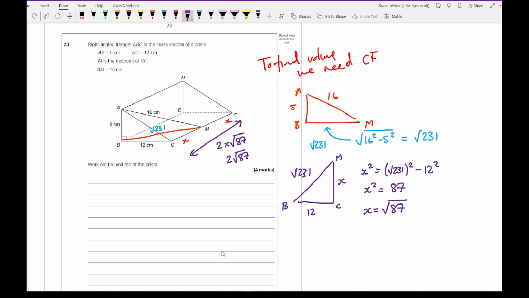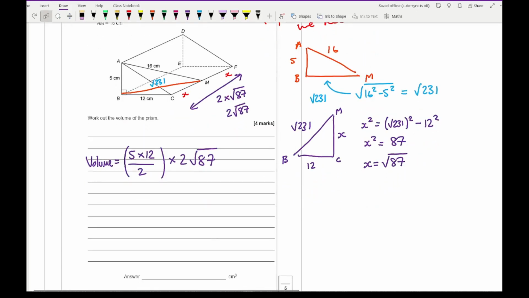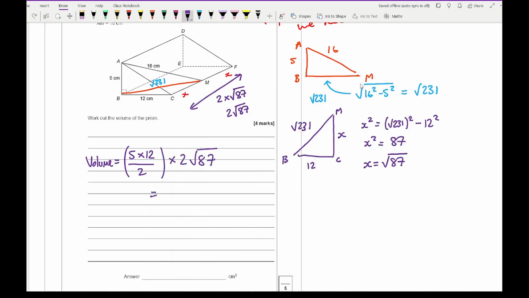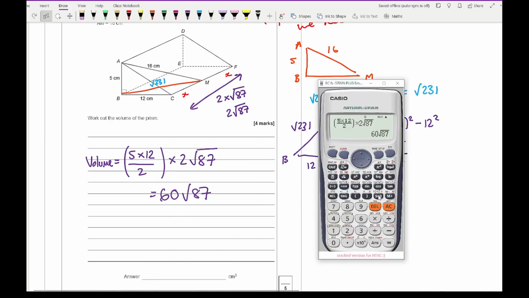So I'm working out the volume. Well, the volume is the area of the triangle, which is 5 times 12 over 2, multiplied by the length, which is 2 root 87. So then if I type that all into my calculator, let's just type it in as it is, so we've got 5 times 12 divided by 2, and then multiplied by 2 root 87 equals, and it gives me 60 root 87. And then obviously, I could leave my answer as that, but I'm going to write it as a decimal.